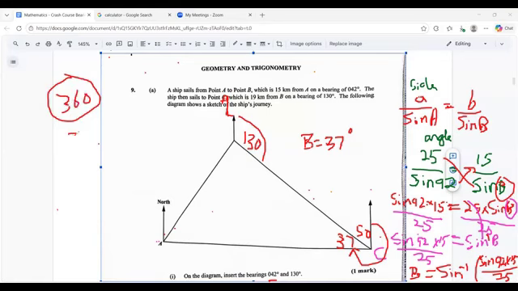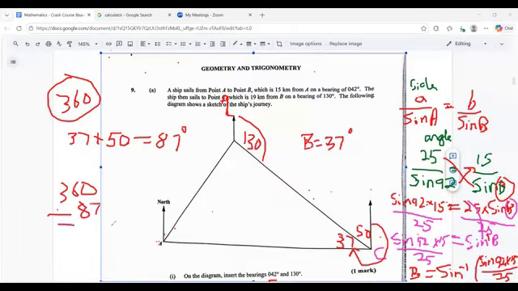So now we have to take 37 degrees and add 50. That is going to give us 87 degrees or so. Taking that away from 360.